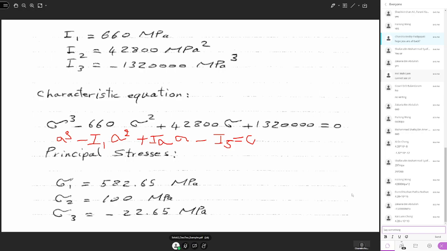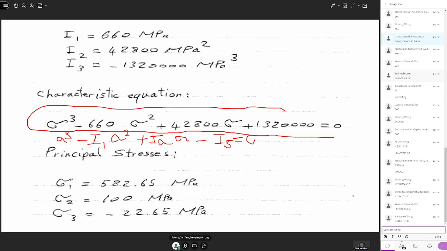So this is your characteristic equation. So that means you must write your characteristic equation like this. This way you are writing I1 in megapascals, I2 in megapascal square, and I3 in megapascal cube. Okay, so this is the characteristic equation for the given state of stress. If you solve this equation, then you will get the three principal stresses. So guys, the next part is you need to solve the equation and find out whether your calculations are correct or not. Okay, so you need to solve the cubic equation, sorry.